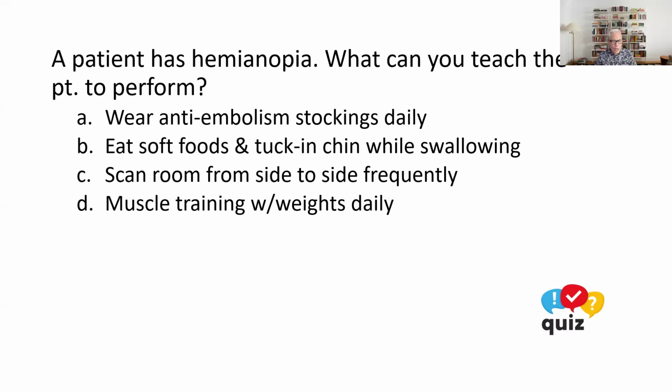All right, very good. So hemianopia would be blindness in one side of the eye. In order to compensate for that, you ask the patient to frequently scan the room so that they compensate for that blind area. So letter C is the correct response.